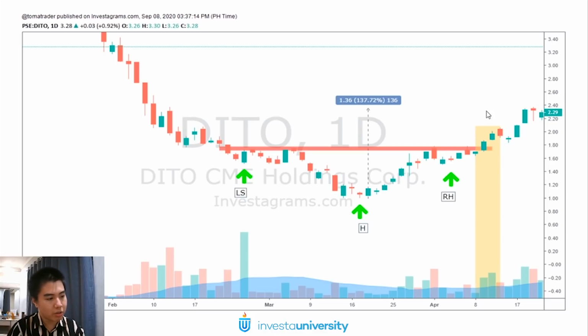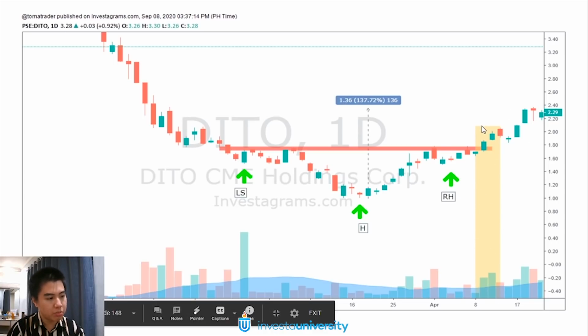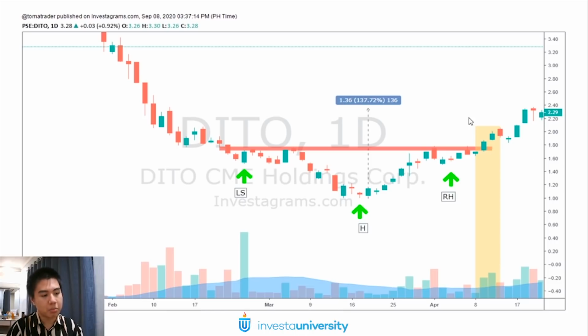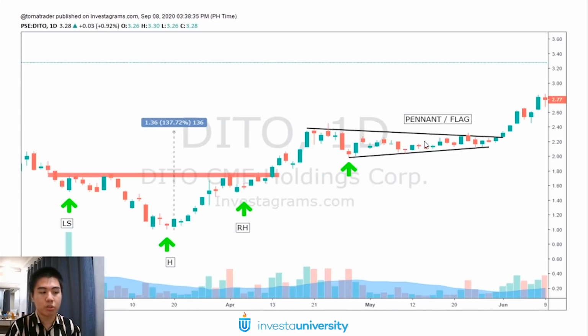We had the strong breakout here, tapos above average volume, right? And then this move itself from 180 to 230 is probably about 30%. But the entire bounce, 137%, I missed out on that. So what did I do? I waited for a continuation pattern, but actually what I did was, I bought the retest sa 2 pesos. So maaga ako bumili, diba? Prior to it forming a pennant or a flag.